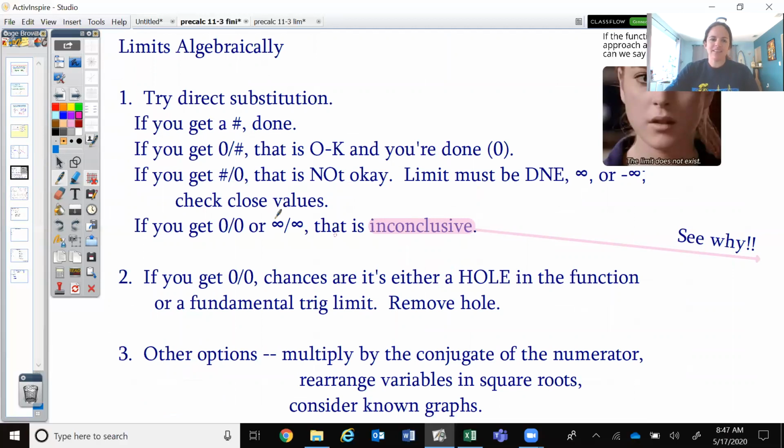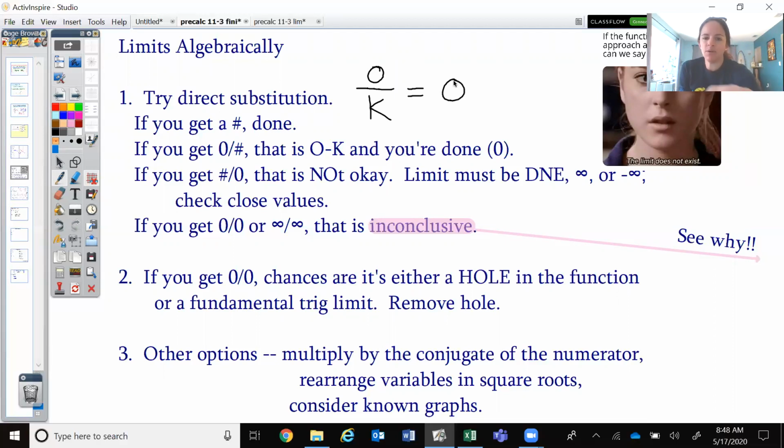Now we're going to look at limits algebraically. So here are some steps if you are trying to evaluate limits algebraically. Number 1, try direct substitution. If you can simply substitute in the value and get a number, then you are done. If you get 0 divided by some number, that is okay, because 0 divided by some number equals 0, and so you're done because the limit would be equal to 0.